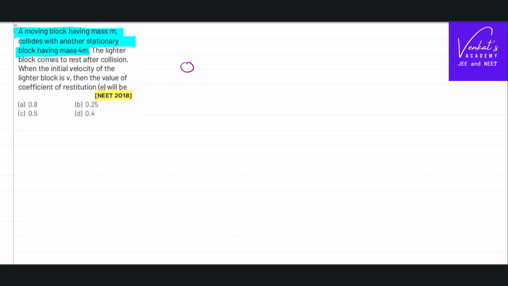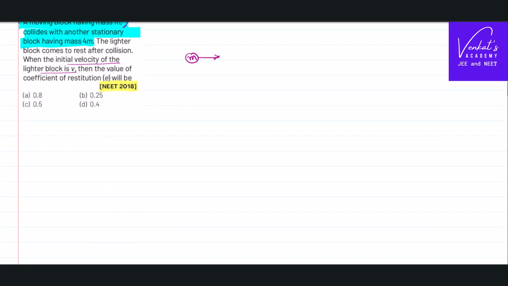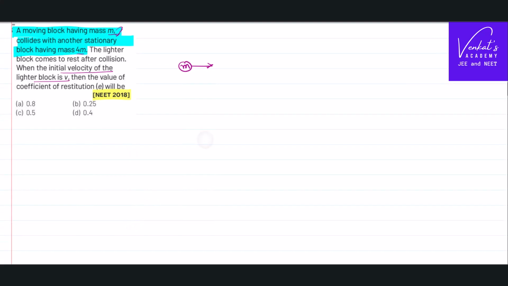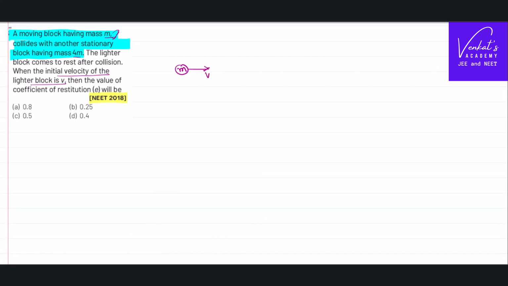There's a block of mass m moving. He said the initial velocity of the lighter block, this is the lighter block m because the other mass is 4m, is v. It collides with a stationary block of mass 4m, whose initial velocity is 0. The initial velocity of the first body is v, the second body is 0. This is before the collision.